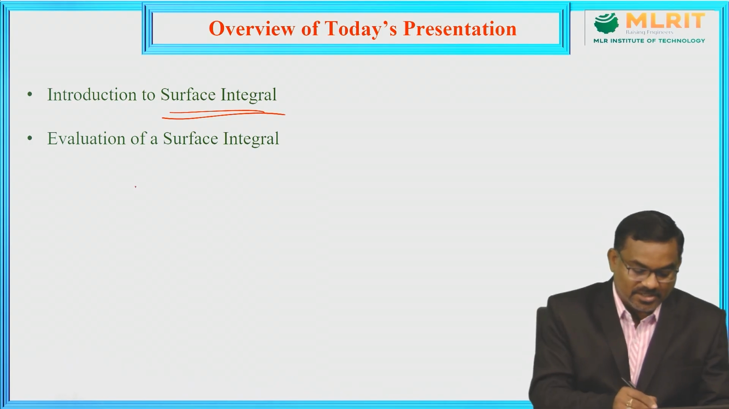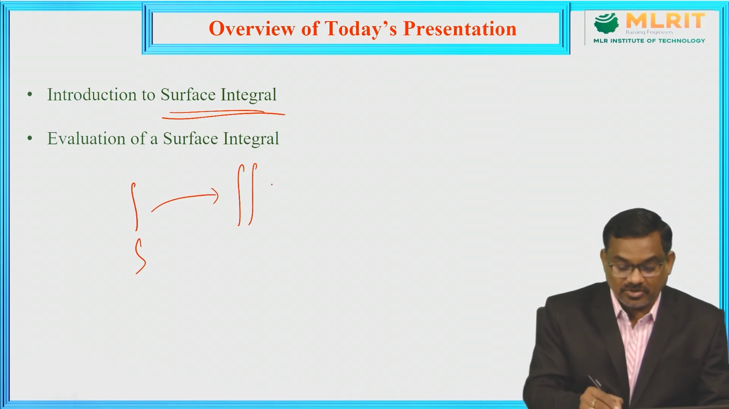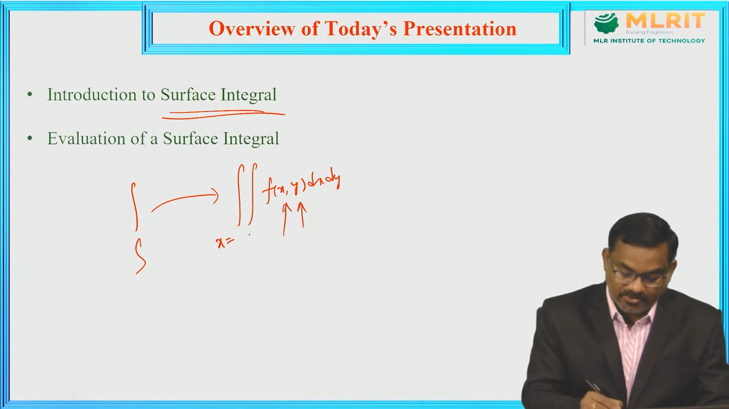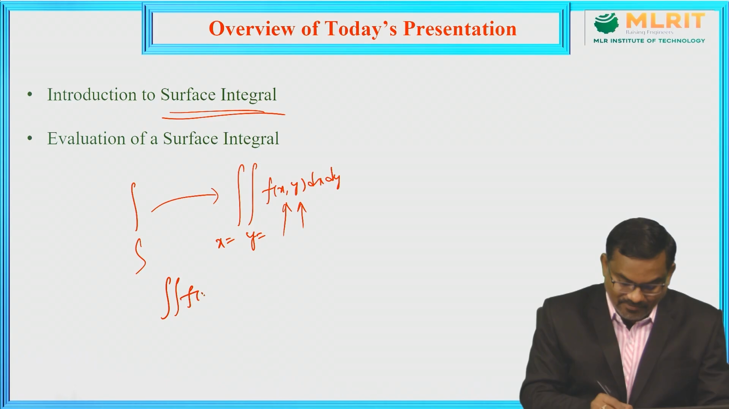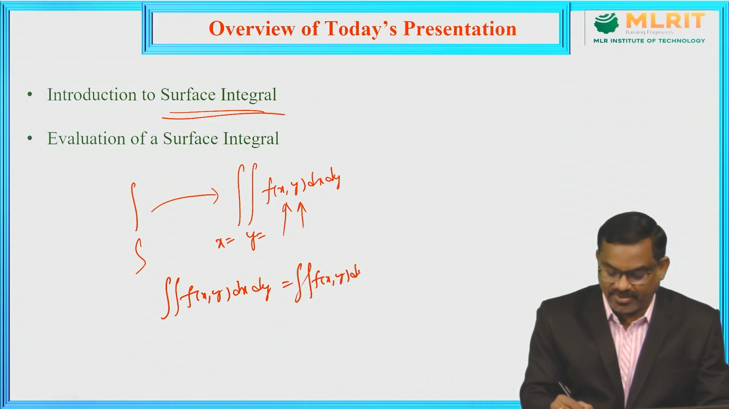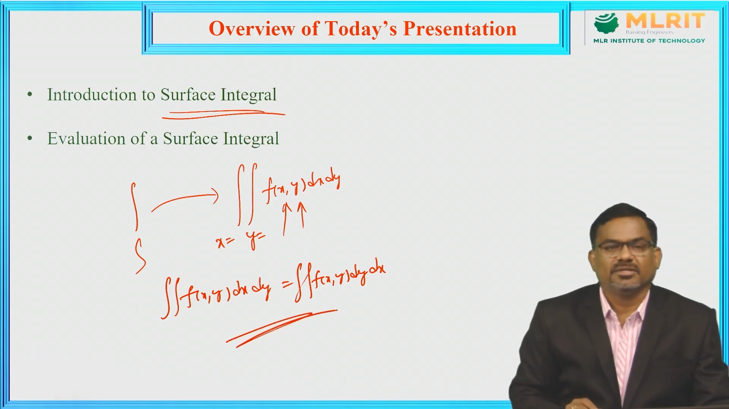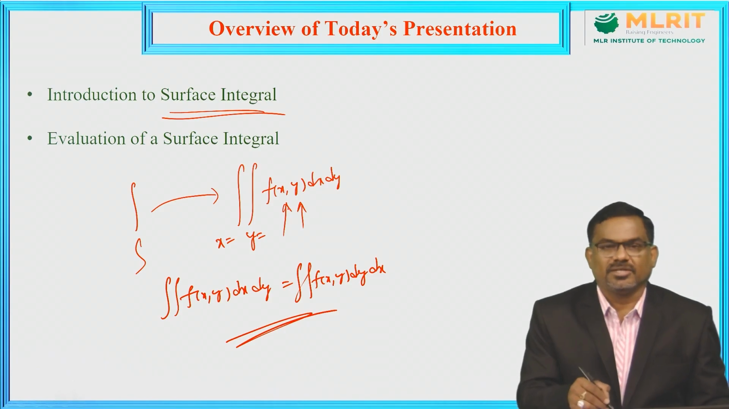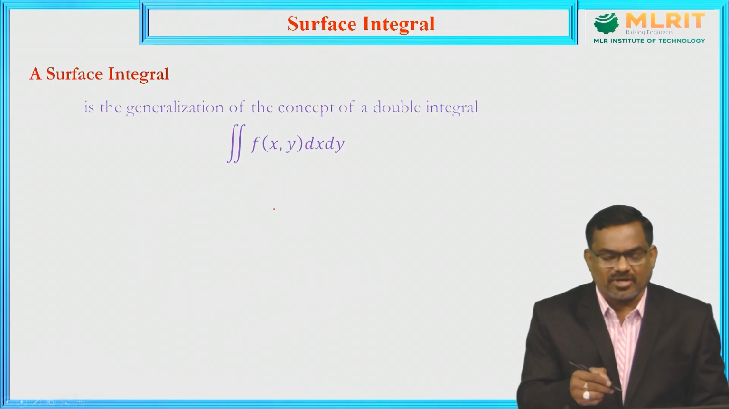Surface integral is the generalization of the concept of a double integral. For example, in a double integral of f(x,y) dx dy, there must be two variables, x and y, so we need to integrate with respect to x as well as with respect to y. In general, the double integral of f(x,y), first with respect to x, then with respect to y, is the same as integrating first with respect to y, then with respect to x. Both give the same answer. And surface integral is the extension, or the generalization, of this concept to the vector field.